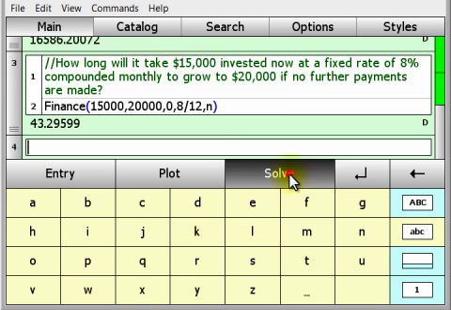All right, once you're finished, hit solve. And that tells us that n, the total number of compounding periods, is 43.3, so a little bit over 43. In this particular problem, the compounding periods occur monthly, so this represents a little bit over 43 months.